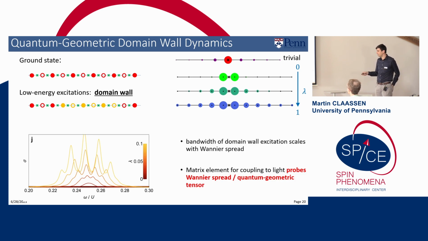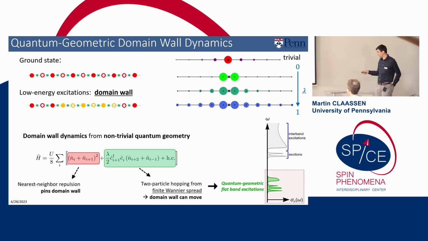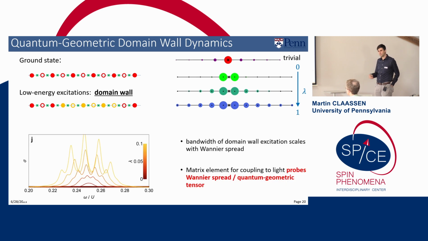So one finds a domain wall excitation mode at very low frequencies. This is below the band gap to interband excitations, and has spectral weight that is a function of the quantum geometric tensor, or vice versa, the spread of the Wannier function. And in fact, the bandwidth of that mode is also a function of the quantum geometry of the band, because the more spread my Wannier function is, the easier it is for two-particle scattering to move the domain wall mode.